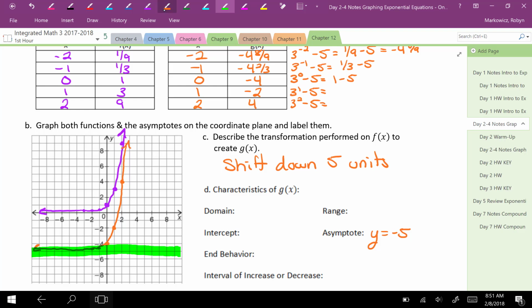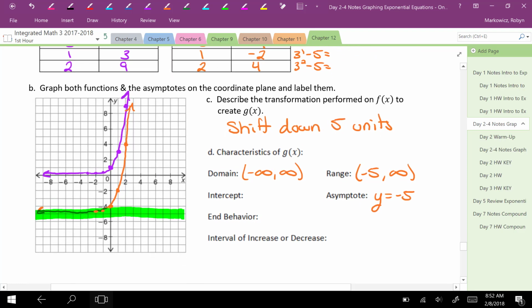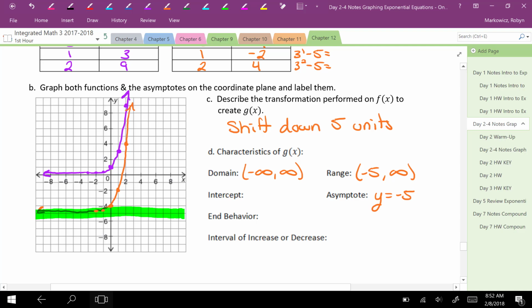All right, let's answer some of these other questions. Knowing that our asymptote is at -5, what is my range? -5 to infinity, good. Our domain we should all know. All right, let's see if you can answer those last 3: intercept, end behavior, and interval of increase, decrease.